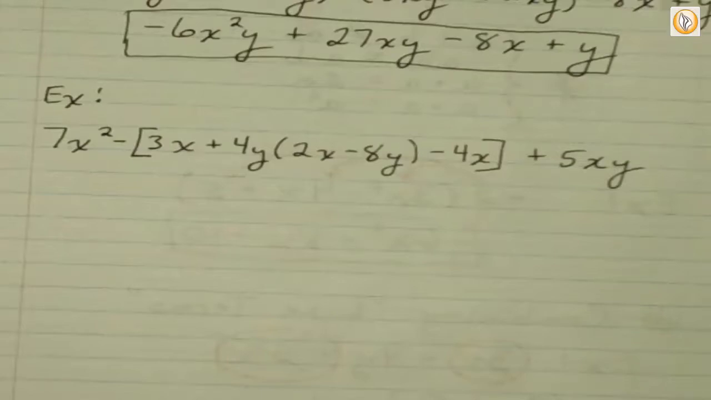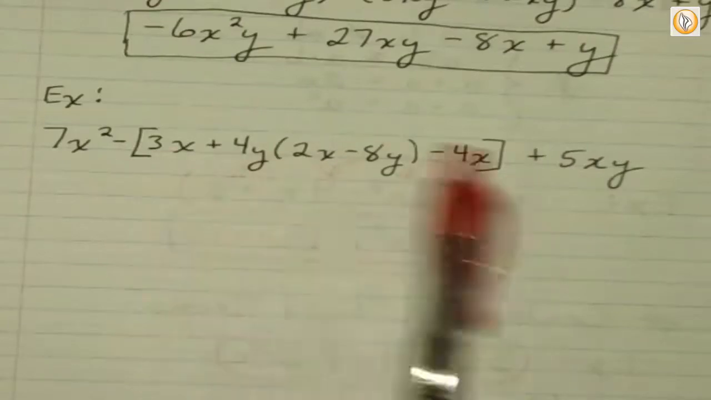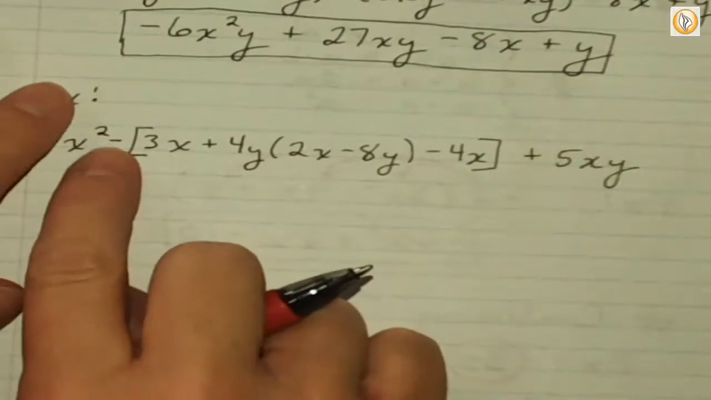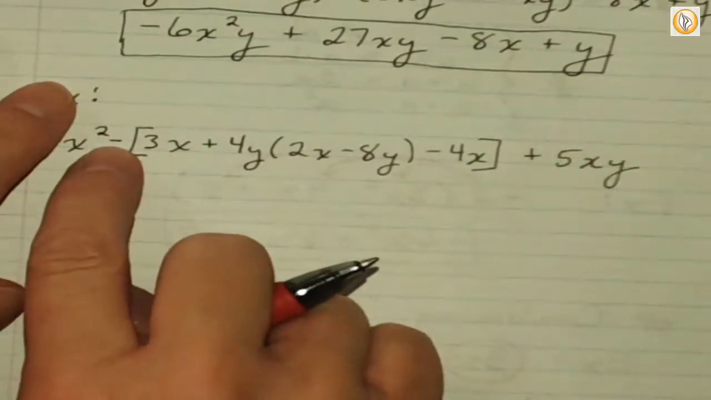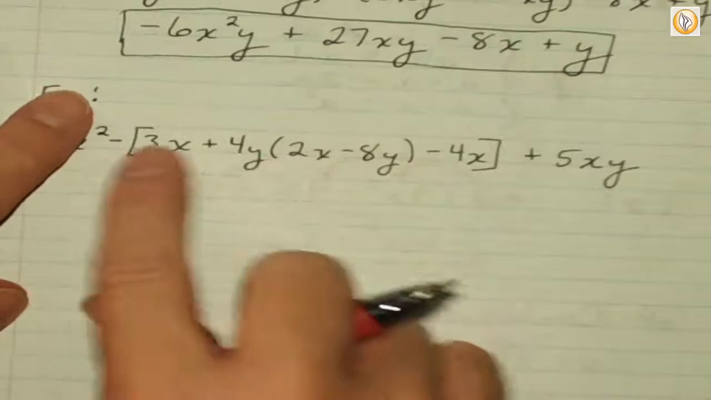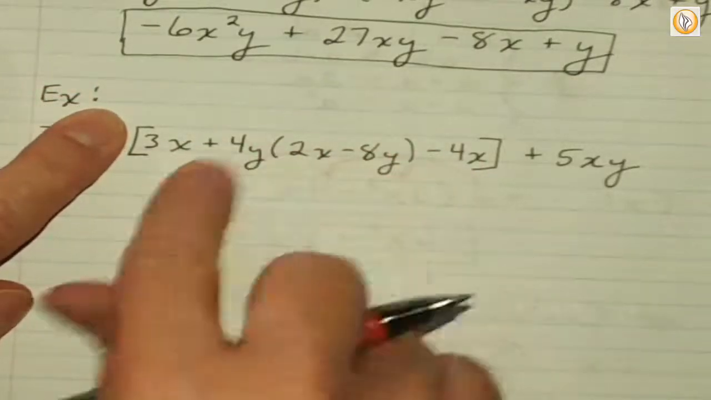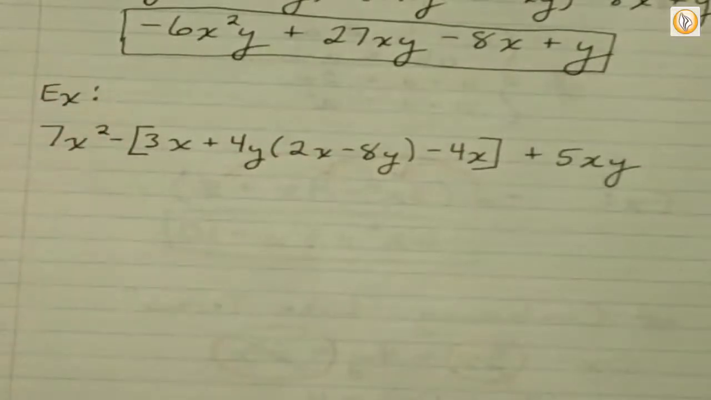Gabby, what do you do first? Let's work inside the brackets first. So she was saying, do we distribute that negative to everything in here? But you can do that later after you work inside the bracket first, okay? Go ahead.